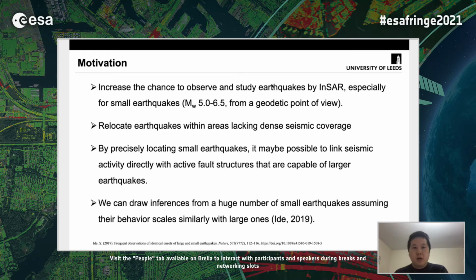Secondly, due to the poor constraint of precise location from seismology in regions of low instrumentation, we want to locate these earthquakes using InSAR. And by precisely locating the small earthquakes, it may be possible to link seismic activity directly with active fault structures that are capable of larger earthquakes. Furthermore, we may draw inference from a huge number of small earthquakes, assuming their behavior scales similarly with the larger ones.